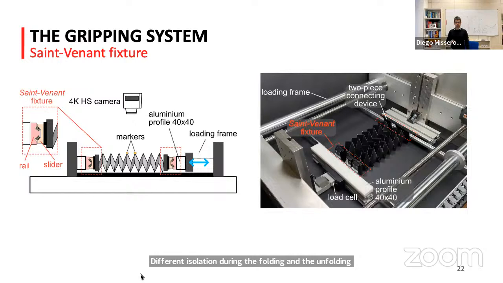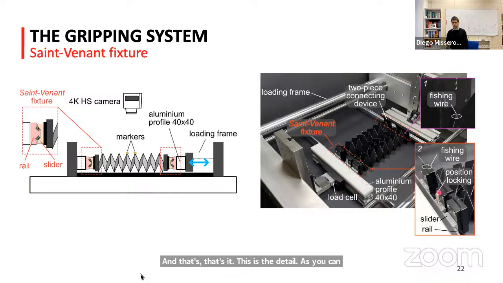And that's it. This is the detail. As you can see, the detail that I mentioned before: this is the locking system, this is the slider, and this is the fishing wire, the wire that we used to connect the tessellation to the slider system.